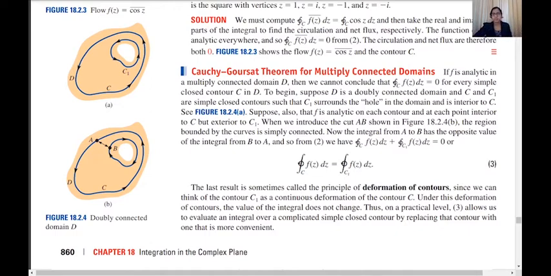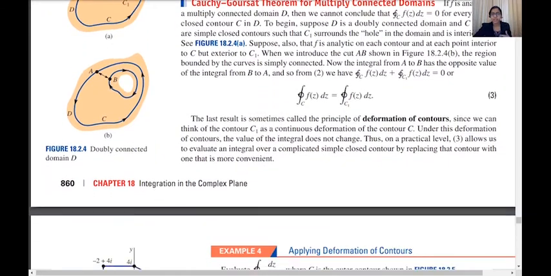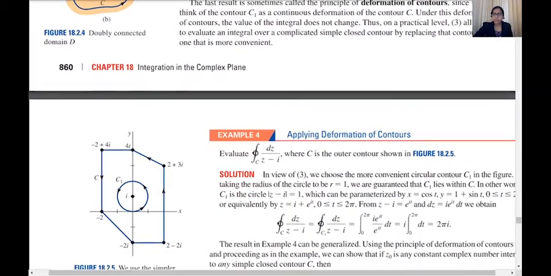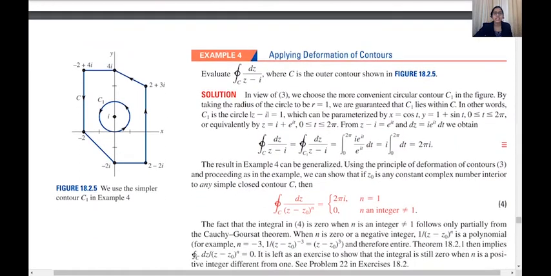Okay, so the concept will be clearer if I do this example for you. Just look at example 4. We are asked to evaluate the integral of dz by z minus i, where C is the contour given in figure 18.2.5. Can you see the contour C?